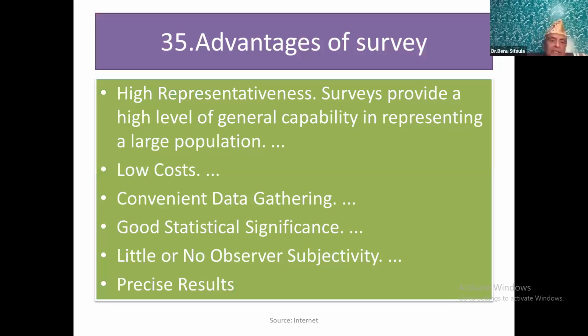These are the advantages of the survey method. Survey methods have high representativeness. Surveys provide a high level of generalizability in representing a large population, and it is not expensive. It is very cheap. It has a low cost. Similarly, it offers convenient data gathering. Very easily, data can be gathered. Significance is also an advantage of the survey method. And little or no observed subjectivity and precise results are advantages of the survey method.